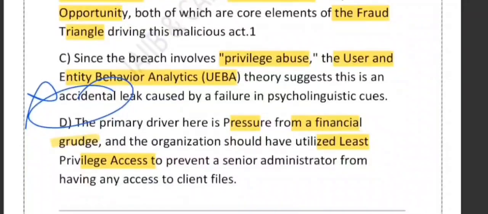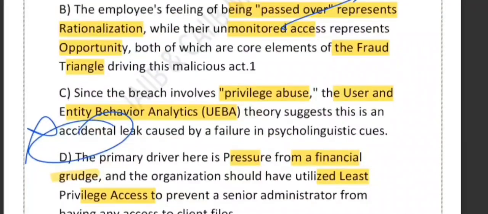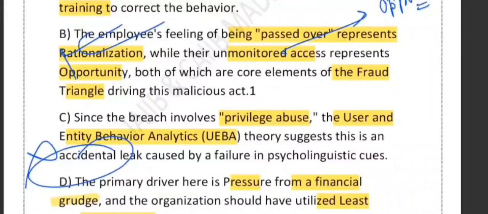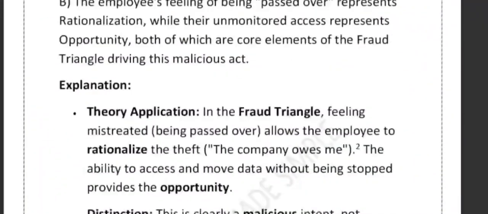It is intentional, not accidental. And option D talks all about least privilege. So actually it is a good mitigation, but the main theory here is the fraud triangle. So in the context of this question, the correct answer is option B. The employee's feeling of being passed over represents rationalization, and their unmonitored access represents opportunity, and these are the core elements of the fraud triangle.